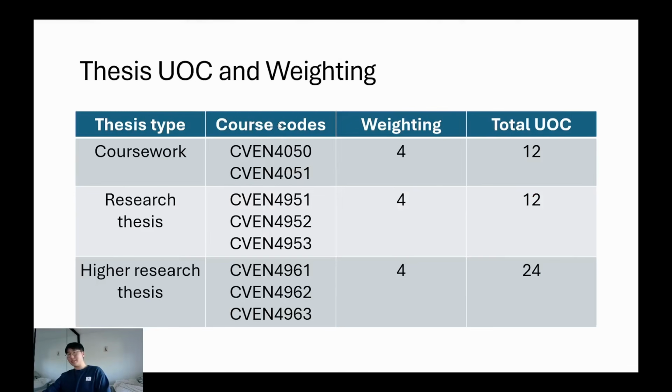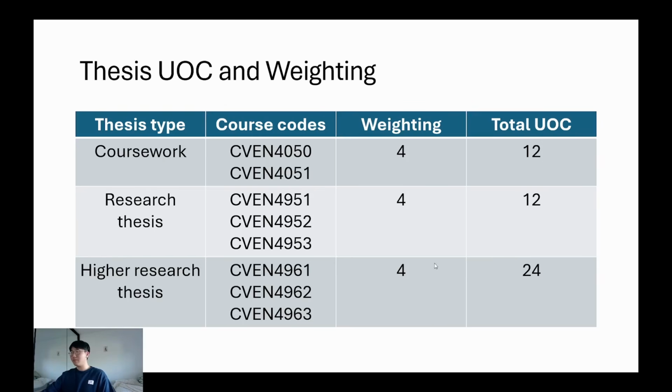In terms of Thesis, there's basically 3 variations of Thesis that you can choose. You might not have heard of the third one. The first type is coursework Thesis, which have these course codes. The total units of credit is 12. You'll see what this looks like in the calculator later. The research thesis is basically 12 units of credit spread across 3 subjects now. I'll tell you the best way to do that in a second as well.